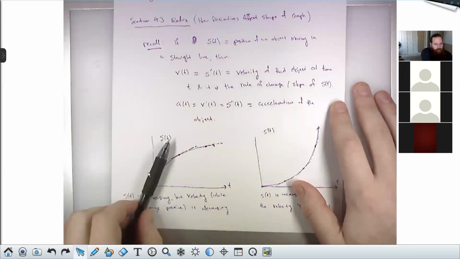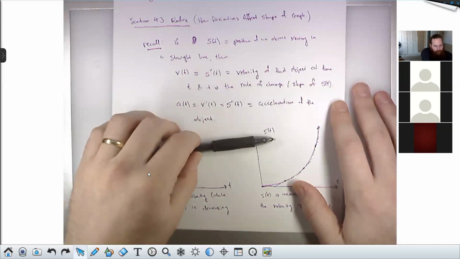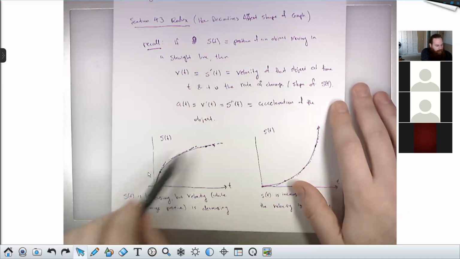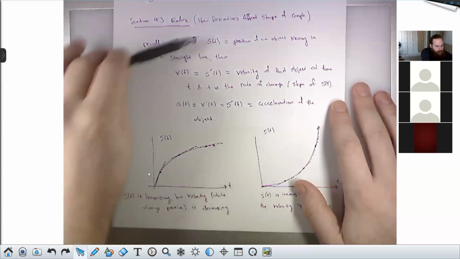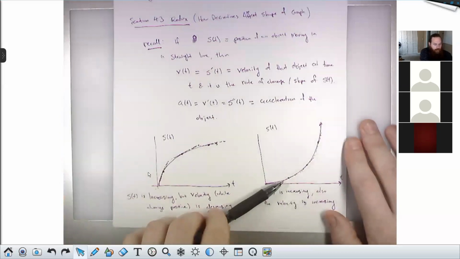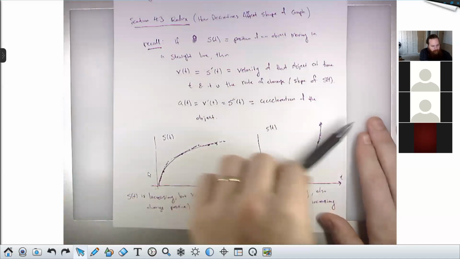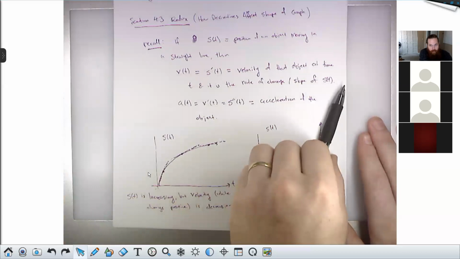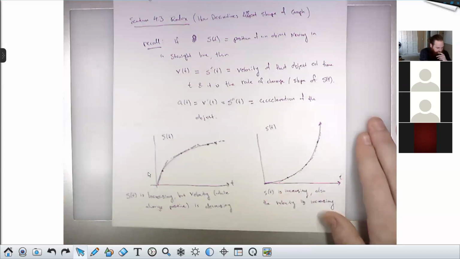Because as you look further and further out, these tangent lines are getting shallower and shallower. They start off steep. So here maybe the velocity is like 2. Here maybe the velocity is like 1. Here maybe the velocity is like 1/2. So s is increasing, but v is decreasing. So the original function is increasing, but the derivative is decreasing. Here, s is increasing, and if you look at v, maybe here v is like 1/2, here v is 1, here v is like 2. S is increasing and v is increasing.